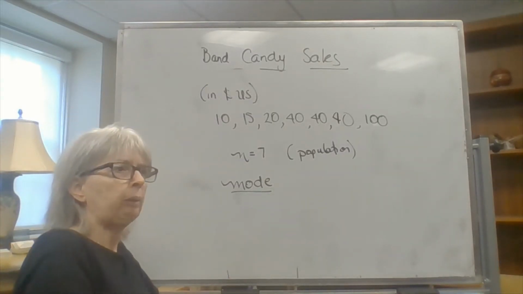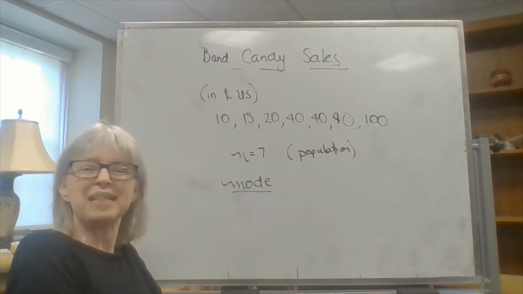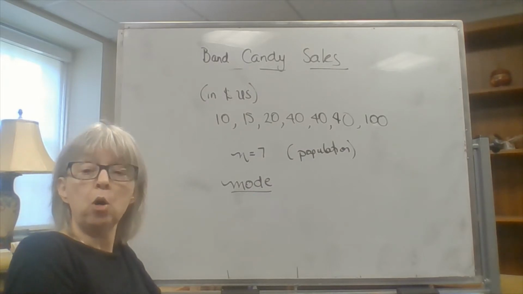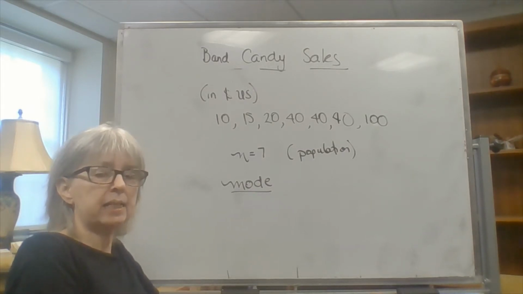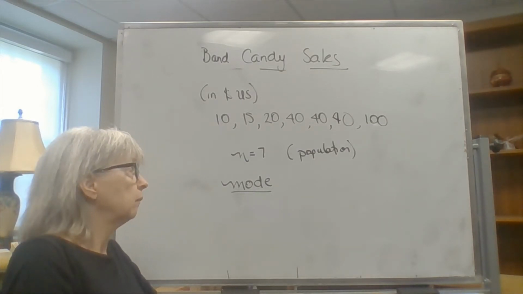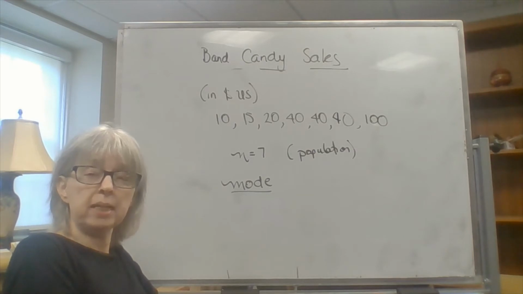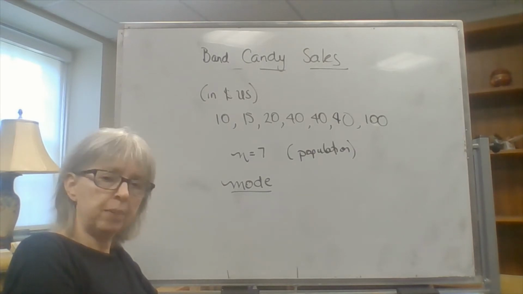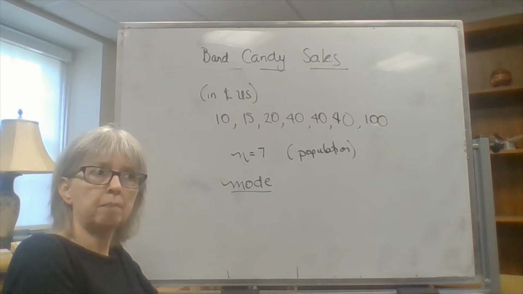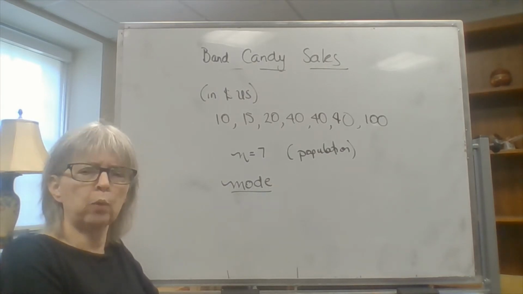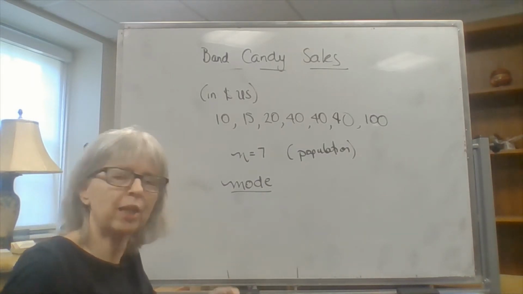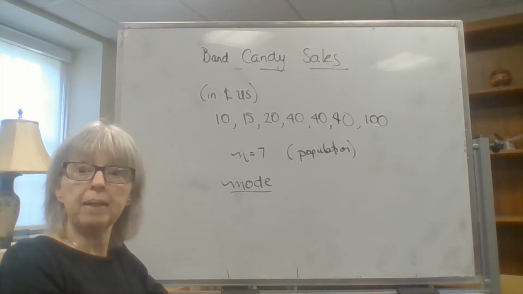M-O-D-E. There is no standard symbol for mode. We just say mode. The mode of a data set, whether it's a population or a sample, is defined to be the number that appears most often in the data set. Sometimes we say the number with the highest frequency, where frequency just means how many times did it appear in the data set.